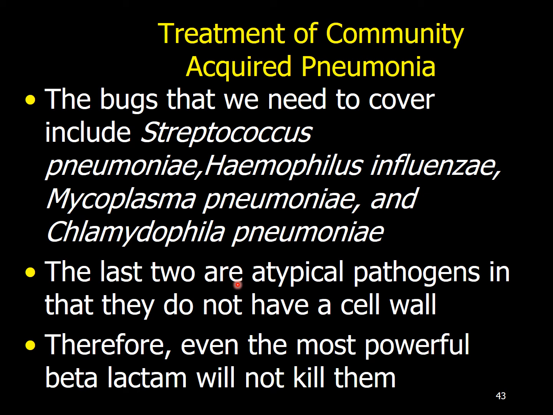Now we're talking about treatment of community-acquired pneumonia. So this is lower respiratory infection. The organisms that infect the lower airways are a little bit different than the organisms that affect the upper airways. Now, in the lung, the bugs we need to consider are strep pneumoniae, Haemophilus influenza.